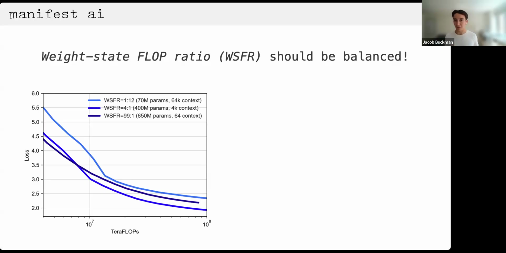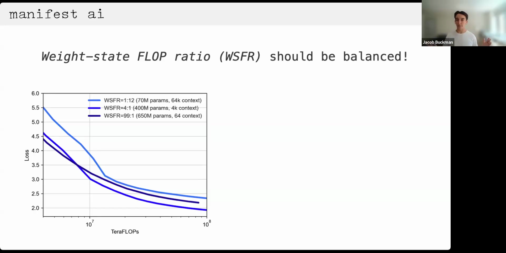So these are fair in every way. They're basically the same scale. However, they have different weight-state-to-flop ratios. The lightest line here has a weight-state-to-flop ratio of 1-to-12 because it's a very tiny model in terms of parameters, but has a very long context, meaning there's a huge amount of flops spent on the attention calculation in each layer. The darkest line on the bottom is going to have the reverse ratio, 99-to-1.